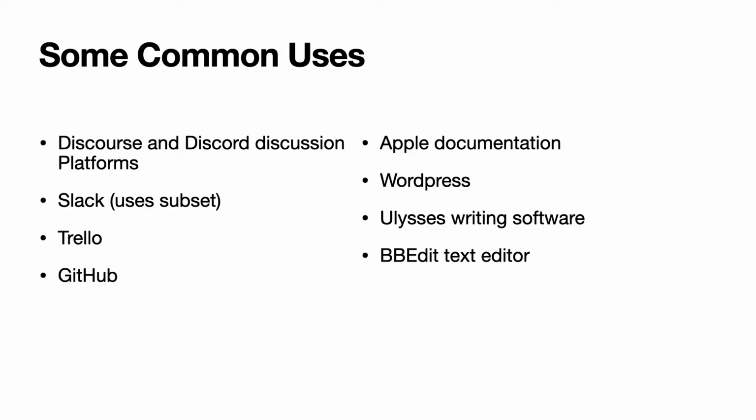You'll find Markdown support in many applications, including discussion platforms like Discourse and Discord. You'll also find it in Slack, Kanban boards like Trello, GitHub text files, Apple developer documentation, and WordPress posts and pages. There are even writing applications such as Ulysses, BBEdit, and Bear. Let's look at 10 of the most helpful Markdown tags for your formatting needs if you are using Markdown.